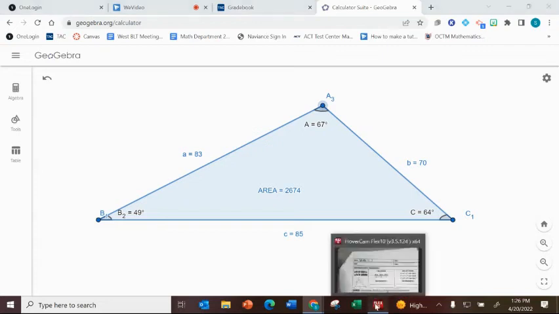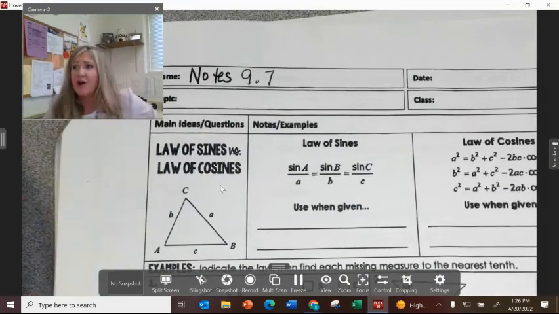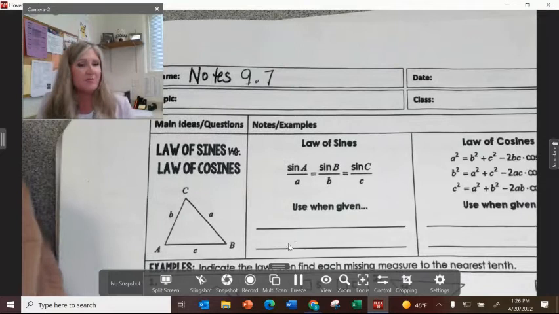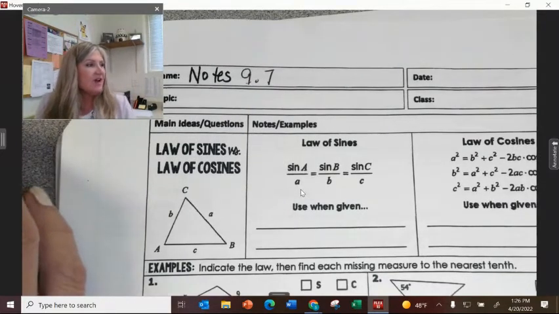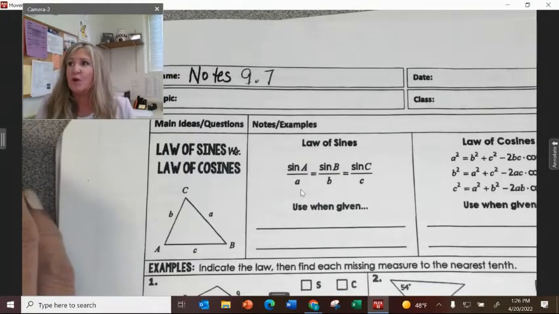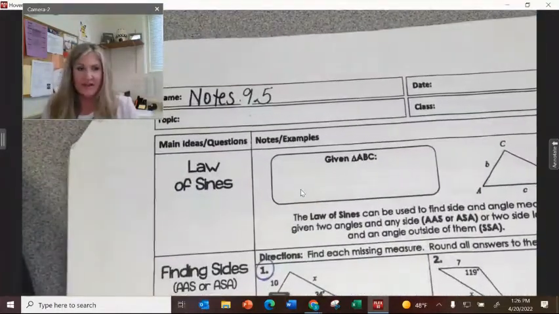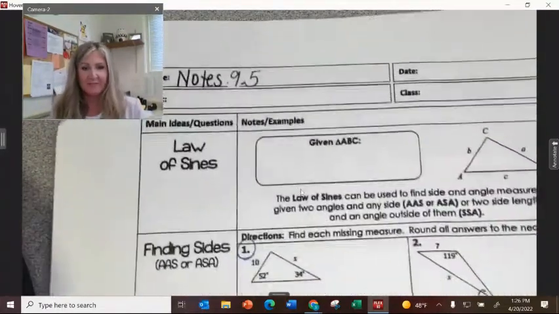So today we are going to start working on the law of sines, and then tomorrow we're going to continue with the law of cosines. The law of sines and the law of cosines are used to solve for the missing angles in a triangle. This is going to be in your notes packet. This is section 9.5 in your notes packet.